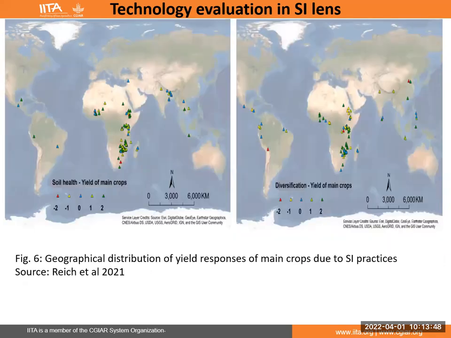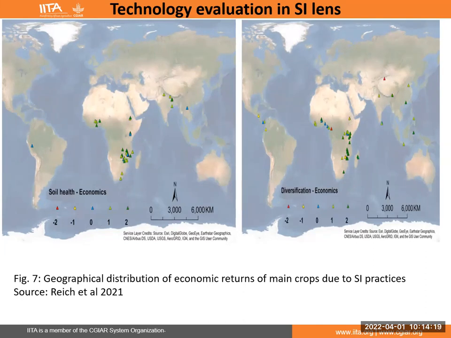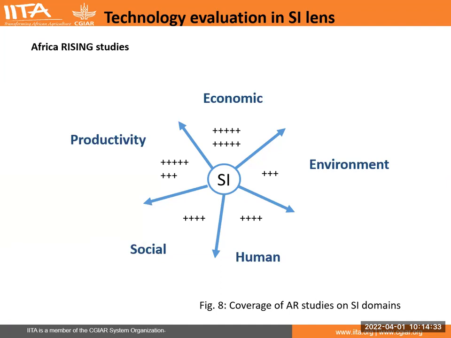So the results show that sustainable intensification practices have very positive impacts on yield of main crops. Whether they are from soil health or diversification, they have very good impact in many parts of the world. Particularly, most of these studies were conducted in Africa. In terms of economic indicators, also they have a very good impact in most parts of the world, particularly Africa. We have tried to also review some studies within Africa Rising funding. So these studies in general, when we see, they have covered all of the sustainable intensification domains.